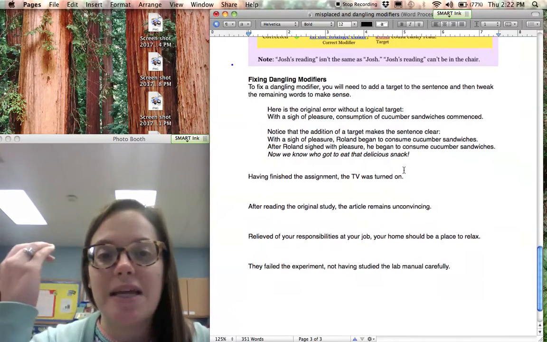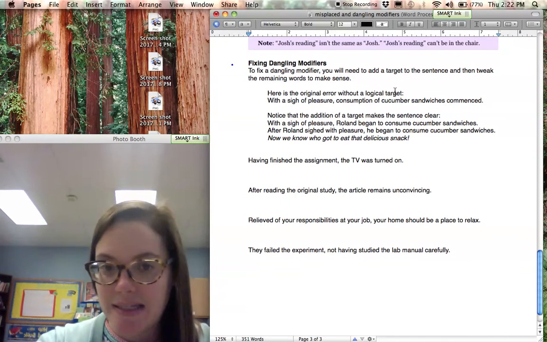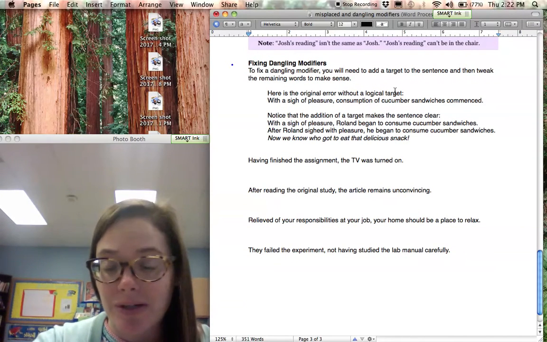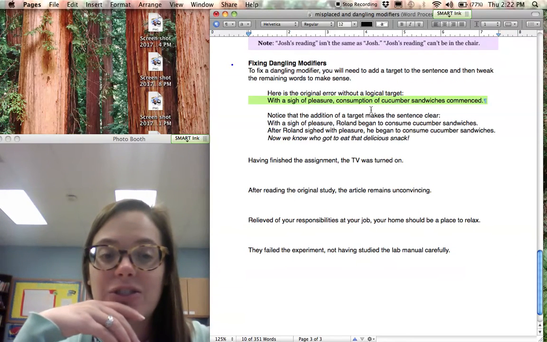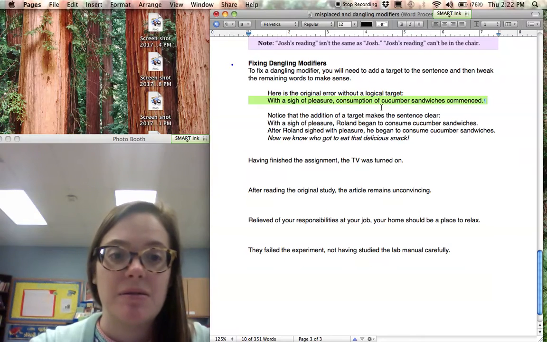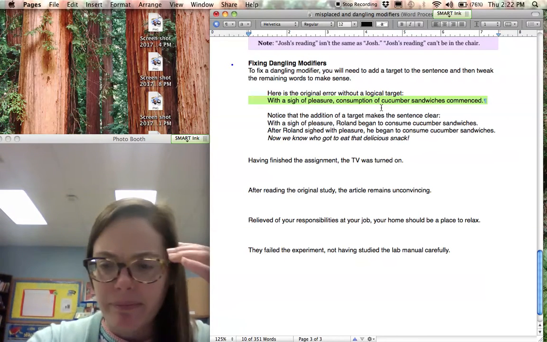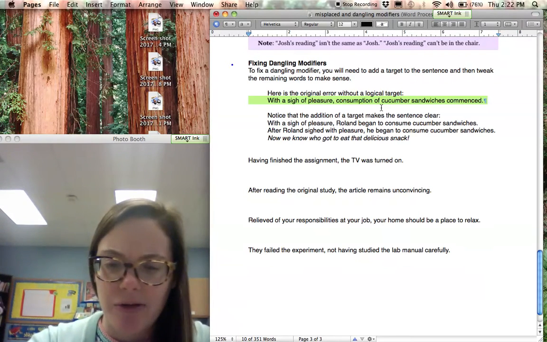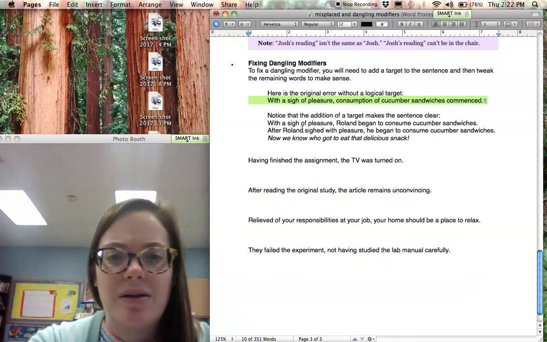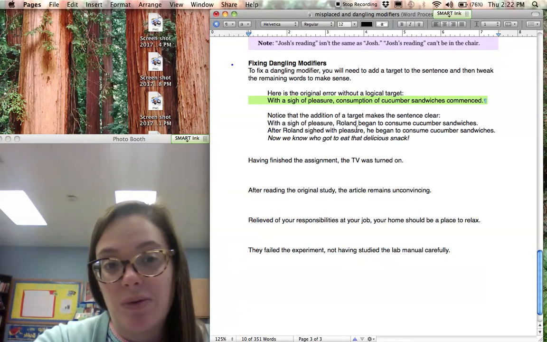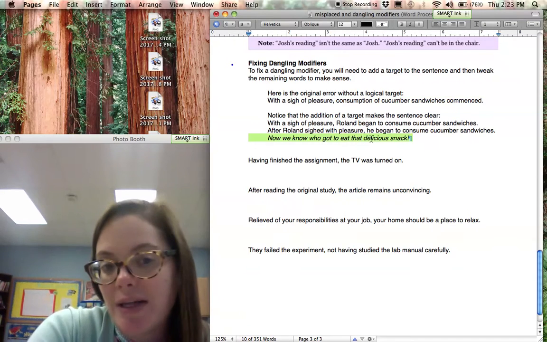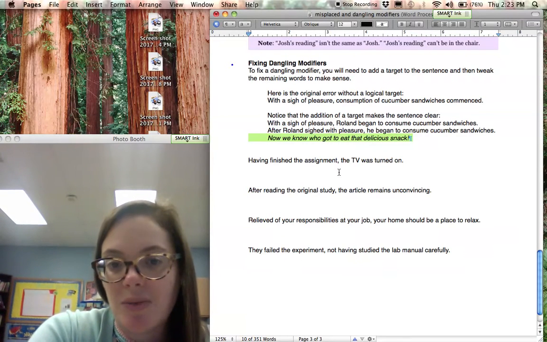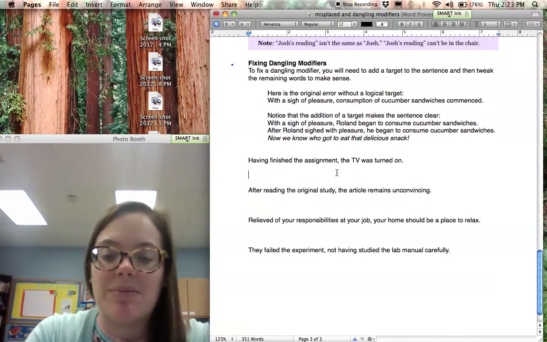Okay, now to fix a dangling modifier, you need to add a target to the sentence, and then you'll have to tweak the remaining words to make sure the sentence makes sense. So another example, with a sigh of pleasure, consumption of cucumber sandwiches commenced. Okay, we can know what's going on. People are very excited about eating cucumber sandwiches, but down here, with a sigh of pleasure, Roland began to consume cucumber sandwiches. Or after Roland sighed with pleasure, he began to consume cucumber sandwiches. So this time, we know who gets to eat the cucumber sandwiches. Okay, so we added a target.